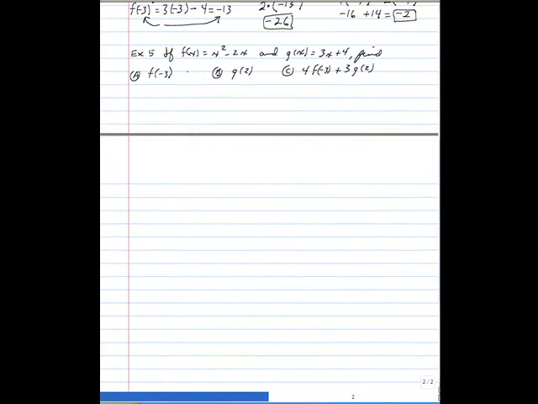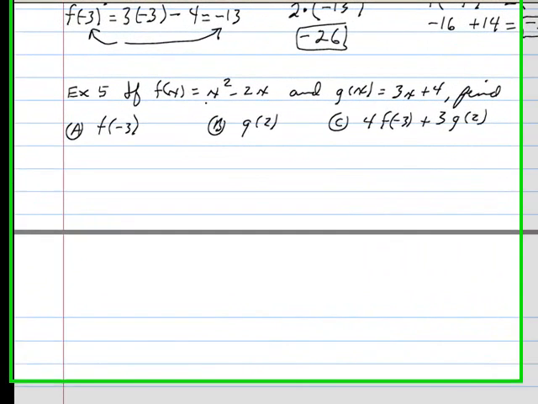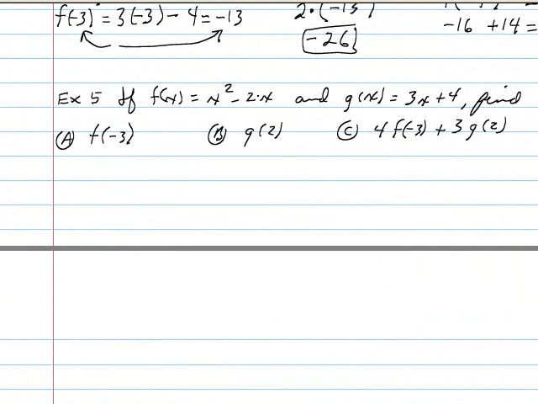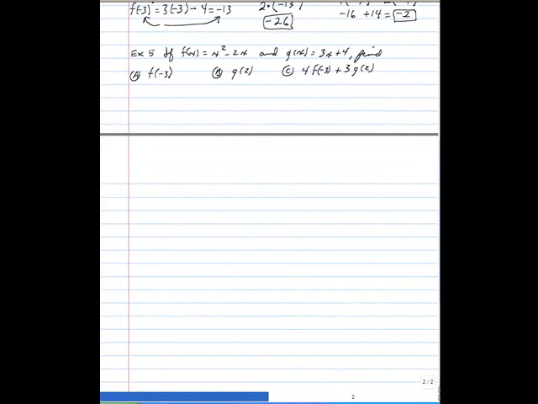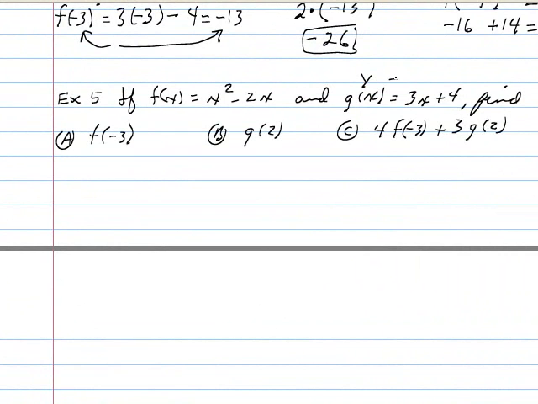So let's go on to our last example. Here the functions get a little bit more complicated. If f of x is x squared minus 2x and g of x, now this is another function, it's still using the same type of notation. You don't have to use f for functions. Normally we use f, g, and h, but really any letter can represent a function name. So here I'm using g for my function name. G of x, remember, is the y, so this means g of x equals 3x plus 4. F of x is the same as y equals x squared minus 2x.